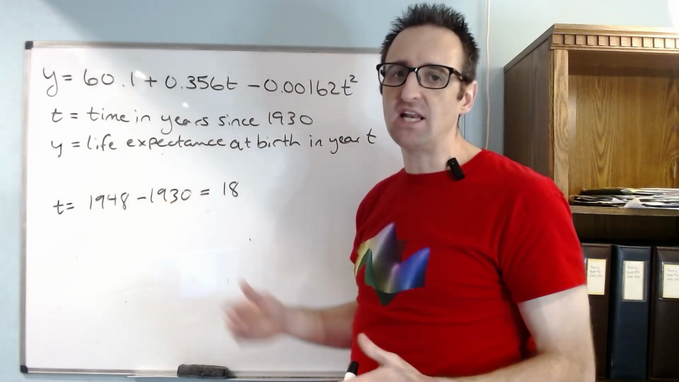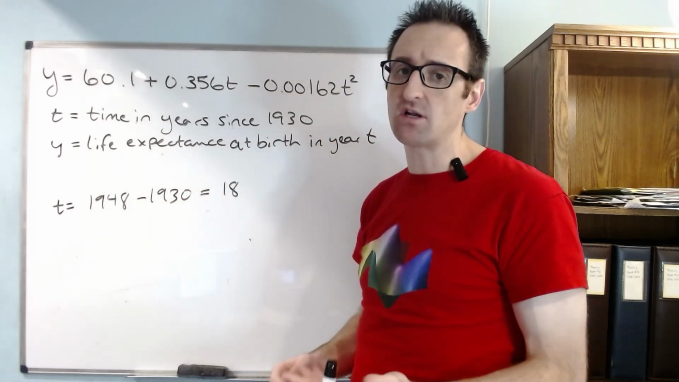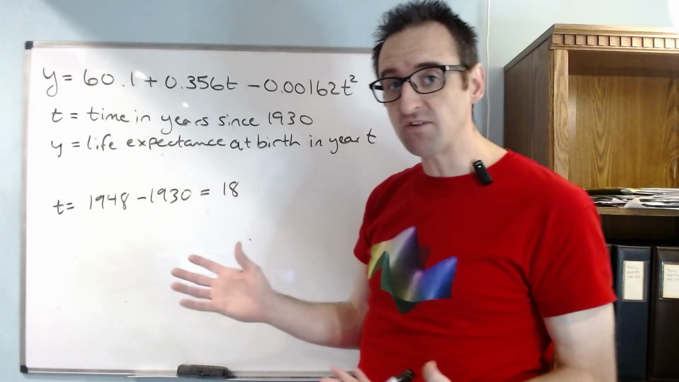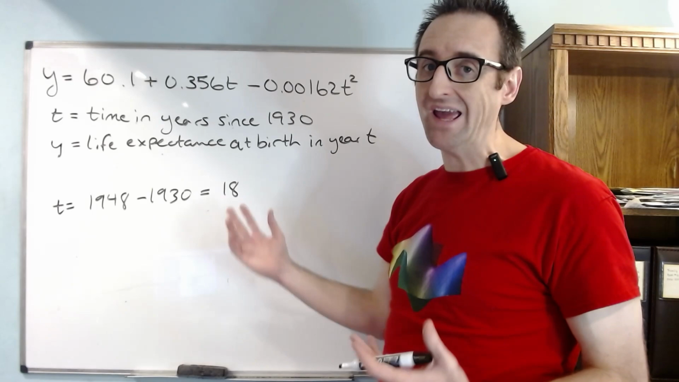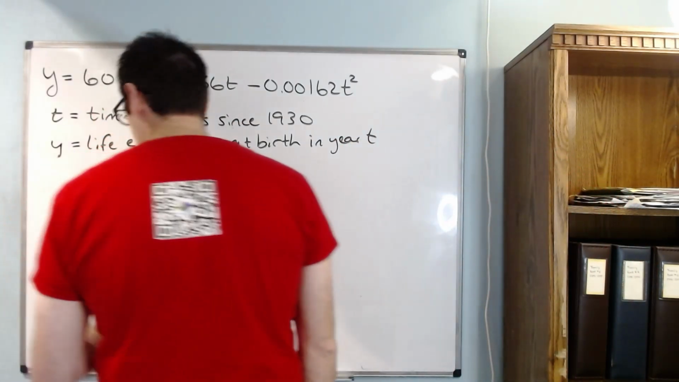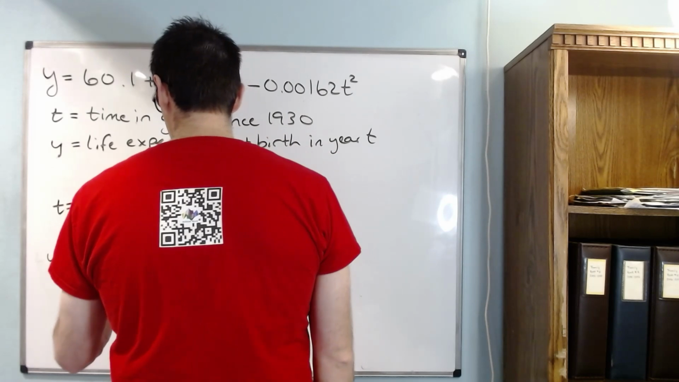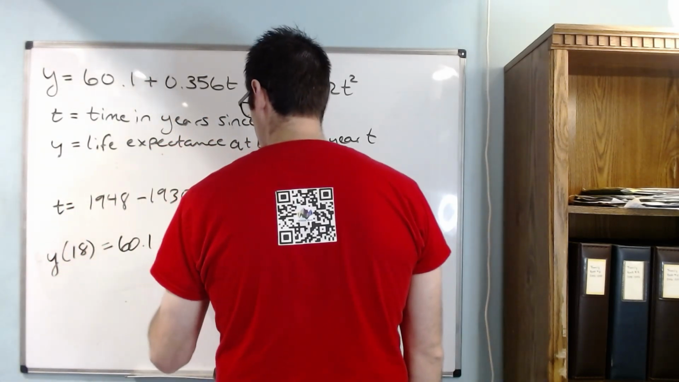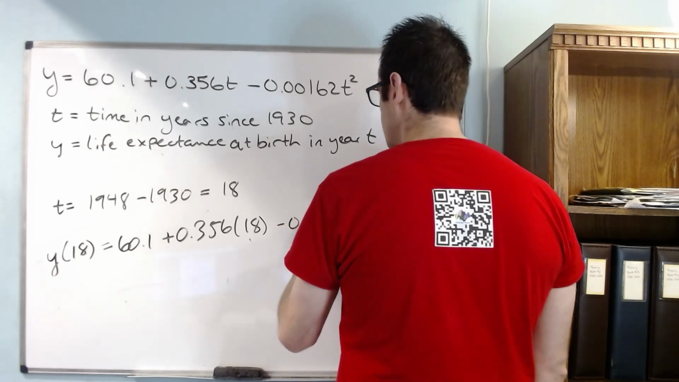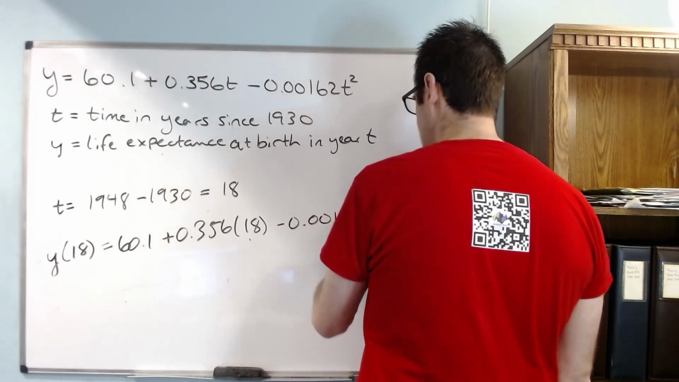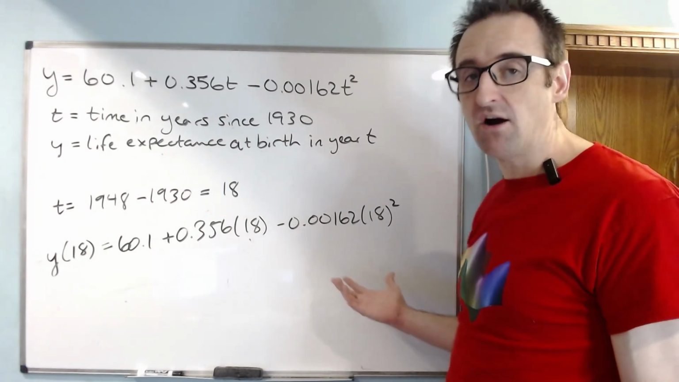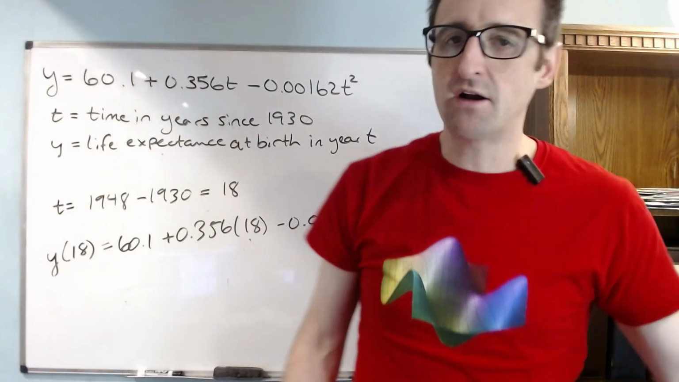So 1948 is 18 years from 1930, and so that's why the t value will be 18. To find the life expectancy then, we simply have to plug 18 into this function here, and we get that y of 18 is equal to 60.1 plus 0.356 times 18 minus 0.00162 times 18 squared. To figure this out, you're going to need to plug this into a calculator in order to solve it. So let's pull out our trusty calculators.